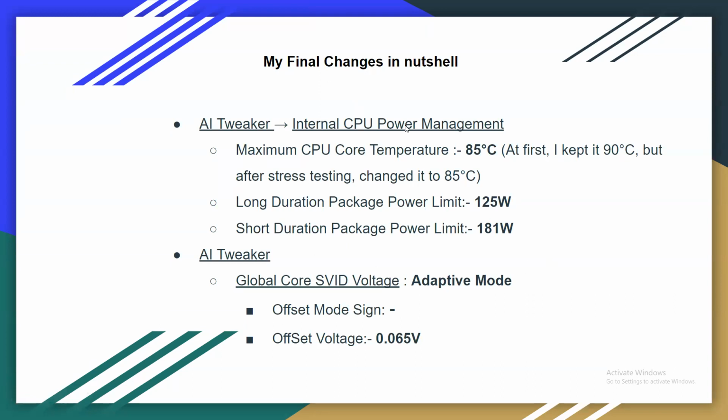In the ASUS BIOS, go to the AI Tweaker tab, internal CPU power management. I kept maximum CPU core temperature at 85 degrees and long duration package power limit at 125, as per my CPU specification. Same in this one. Then go back to the AI Tweaker. There is global core SVID voltage, with the same values here.